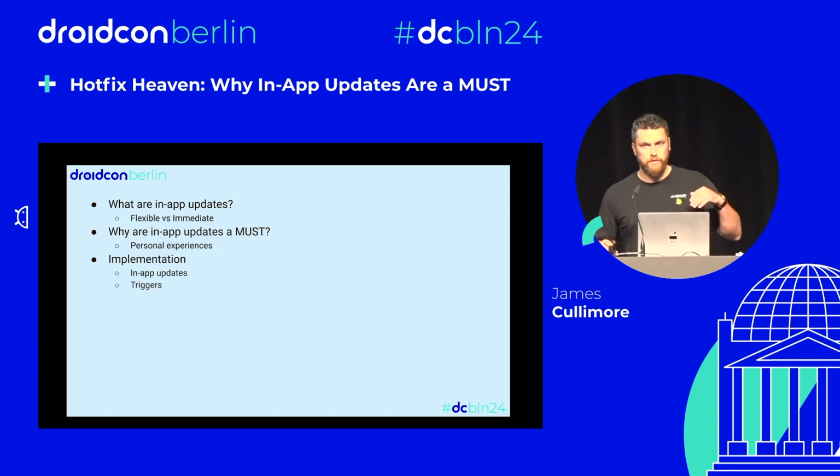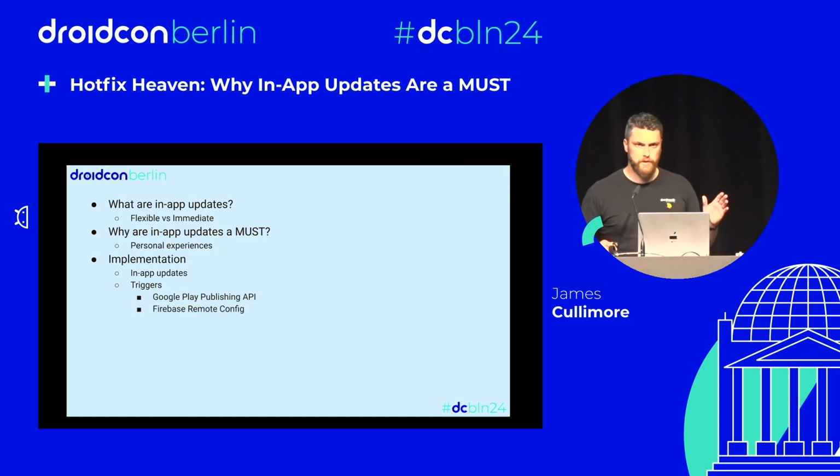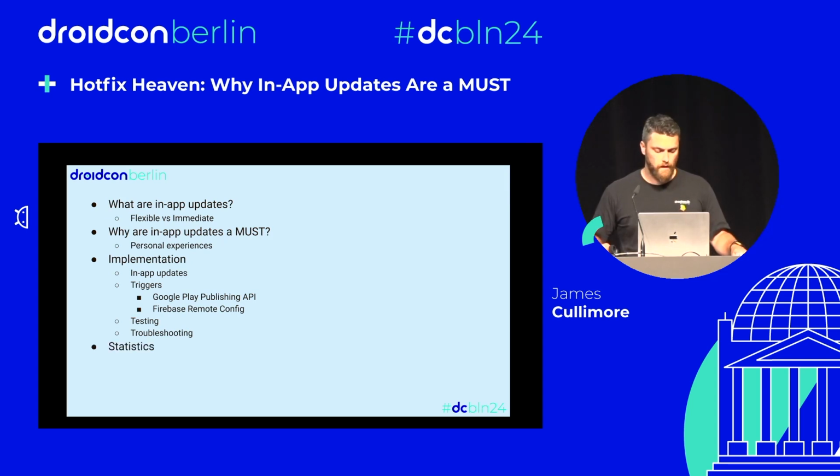And then looking into 2 sorts of triggers to it. So we have the Google Play Publishing API, but we also have a different way of triggering it, which is the Firebase Remote Config. After that, we'll look into different ways of testing, because there is more than one. And lastly, for the implementation, we're going to look into just some troubleshooting stuff that I've come across over the last few years as well, and after some research. For the last 2 parts of it then, we're going to look at some statistics, which may help, may not, who knows, and some strategies as well to help find the best methods for use when you're using in-app updates.